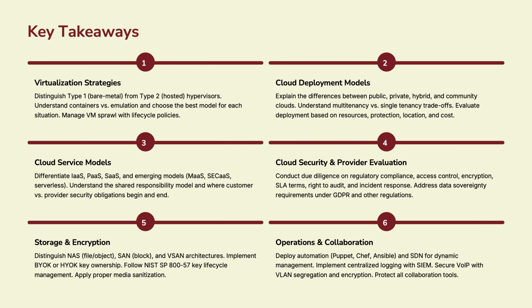Now, finally, the key takeaways. What we covered: virtualization strategy. We learned about the difference between type 1 and type 2. We understood containers versus emulation and how to choose the best model for each situation. We learned about different cloud deployment models, starting from public, private, hybrid, and community clouds. We understood single tenancy versus multi-tenancy and the trade-offs. We learned about cloud service models: IaaS, PaaS, SaaS, and emerging models.